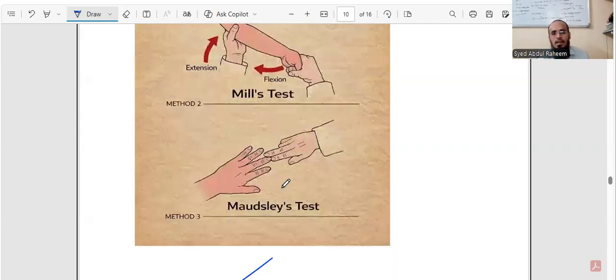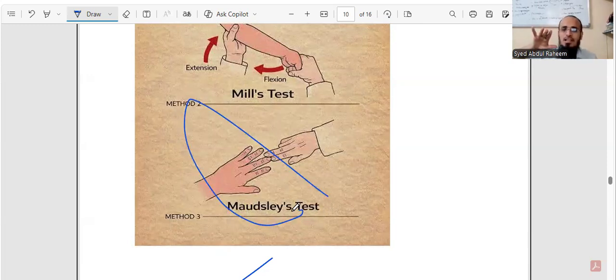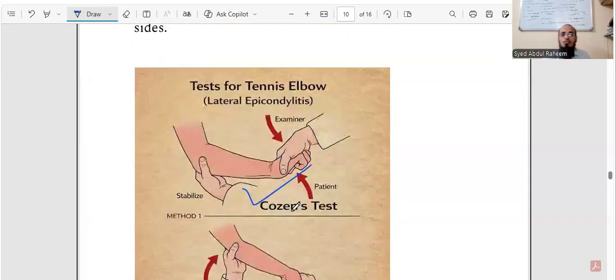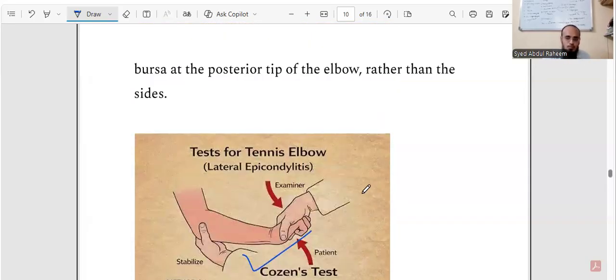Miller's test. And one test is called Maudsley test. If you tell the patient, this is the extension of the elbow joint, and this is the normal position, not flexion, not extension, you tell the patient to move this ring finger. While moving the ring finger, he will feel the pain here. So this is called Maudsley's test. This is for confirmation of tennis elbow.